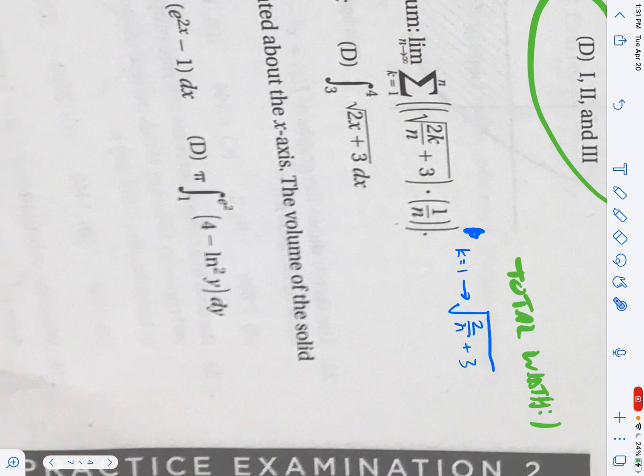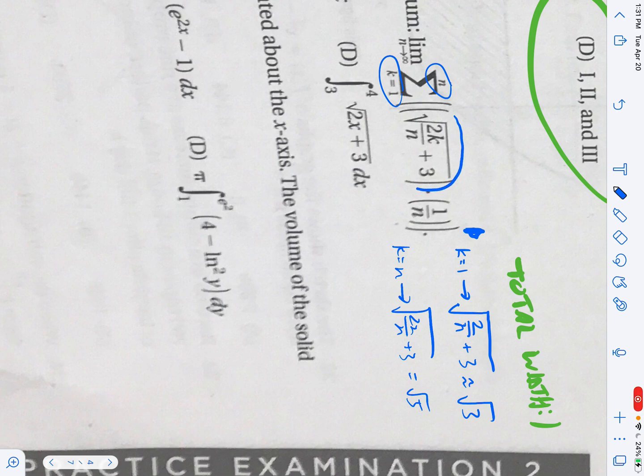Now let's keep in mind that n is approaching infinity. So n is really, really big, which means 2 over n is really, really tiny. So this is roughly root 3. If I plug in k equals n, right, k starts at 1 and ends at n, then I have 2n over n plus 3. 2n over n is 2. I have the square root of 5.